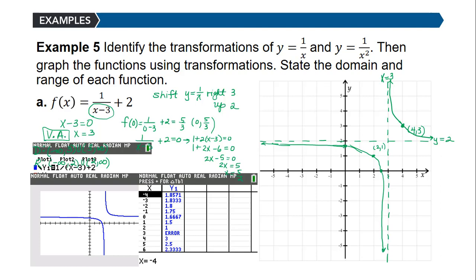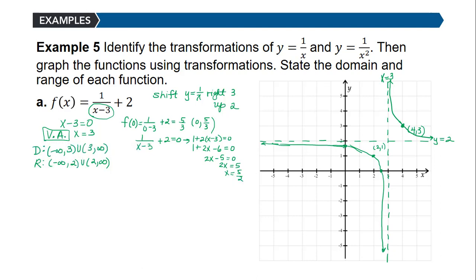Now I have the graphs that I'm going to put here, and sorry that it just put it on top of what I just wrote, so let me take that off for just a minute in case you need to see that. So the domain again was negative infinity to 3, union 3 to infinity, and the range is negative infinity to 2, union 2 to infinity. And I'm going to write that on top of my graph.